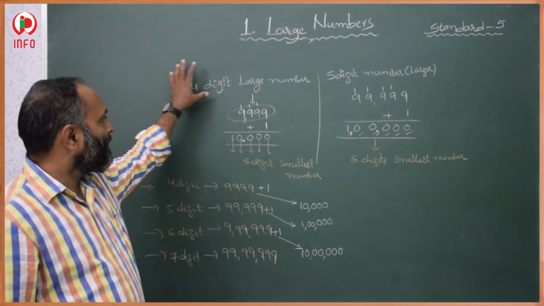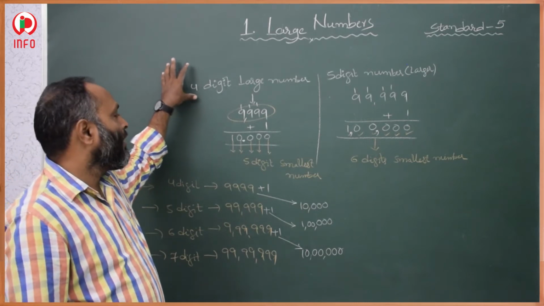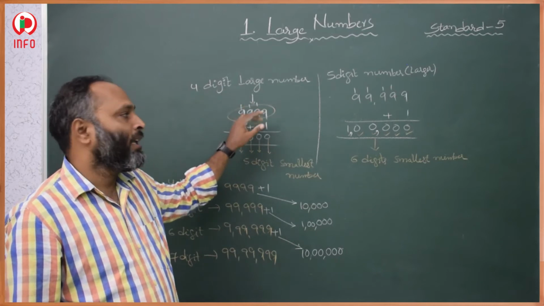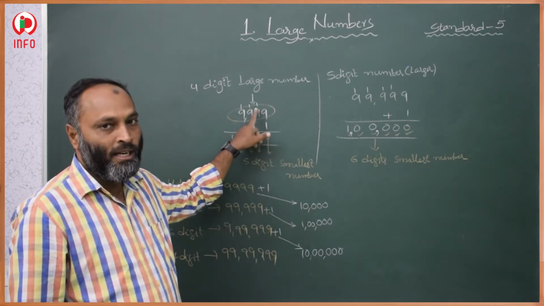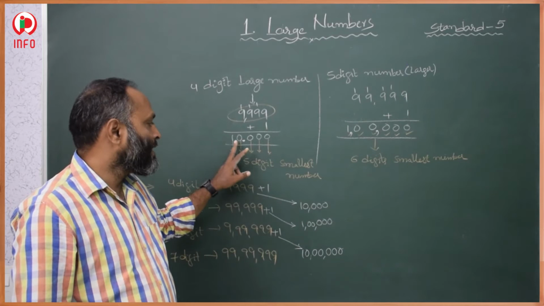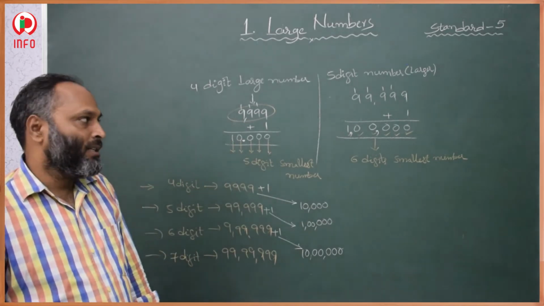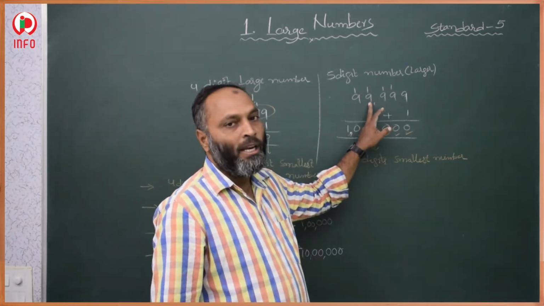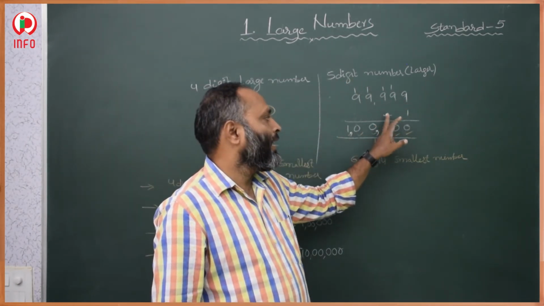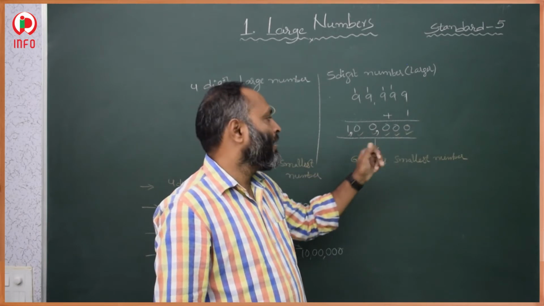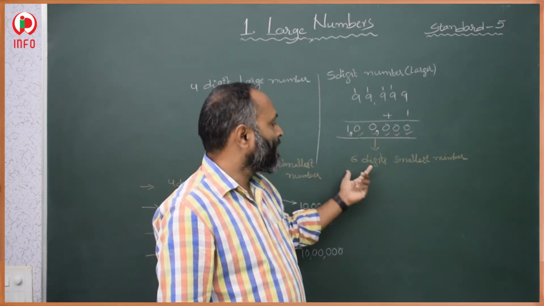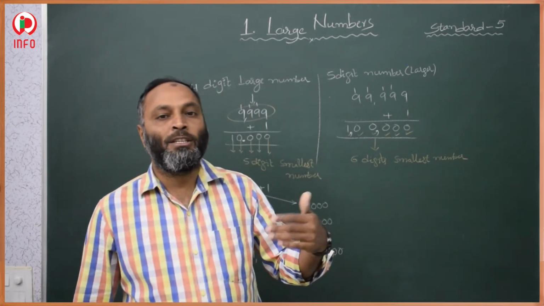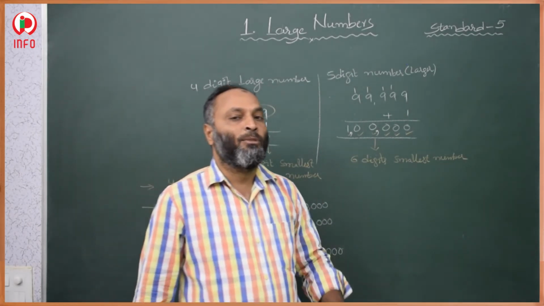What we explained for the 4-digit larger number: the 4-digit larger number is 9,999, and if we add plus 1 to it, we get the 5-digit smallest number. For the 5-digit greater number, 99,999, adding plus 1 gives the 6-digit smallest number. For the 6-digit greater number, adding plus 1 gives the 7-digit smallest number.